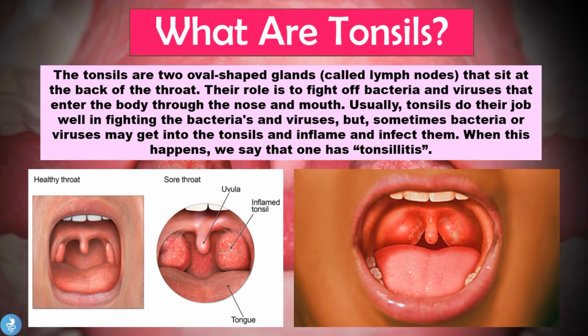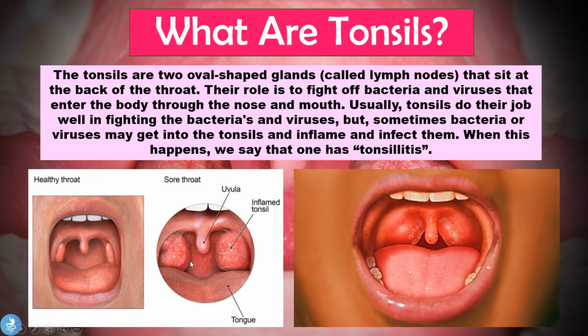So from this definition of the tonsils, we get that they're two oval-shaped lymph nodes found at the back of our throats. Their importance in the human body is to fight off the bacteria and viruses that enter our body through the nose or the mouth. But sometimes these bacteria and viruses penetrate through and completely infect and inflame the tonsils, and we get something called tonsillitis.